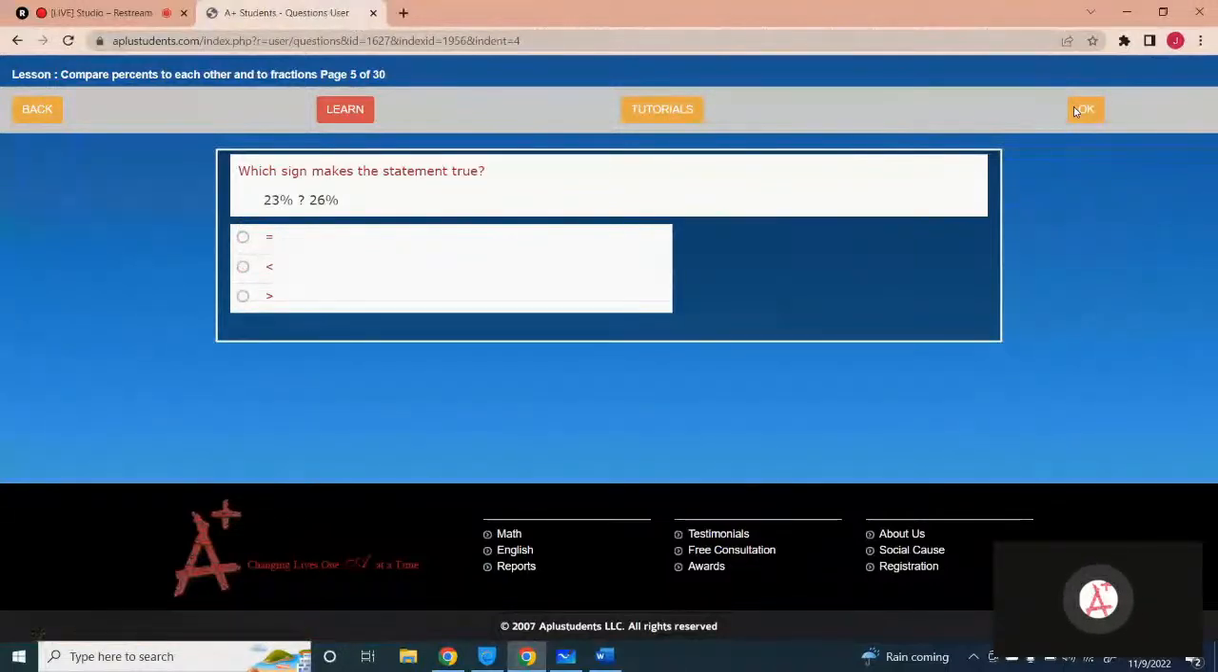Okay, the next one: which sign makes the statement true? 23% and 26%. Is 23 greater than 26 or less than 26? 23 is less than 26. Got it? Less than 26.